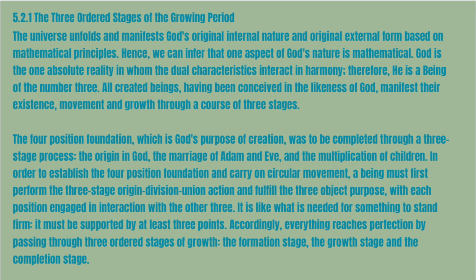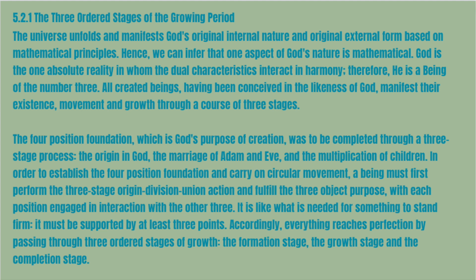5.2.1. The 3 ordered stages of the growing period. The universe unfolds and manifests God's original internal nature and original external form based on mathematical principles. Hence, we can infer that one aspect of God's nature is mathematical. God is the one absolute reality in whom the dual characteristics interact in harmony. Therefore, He is a being of the number 3.